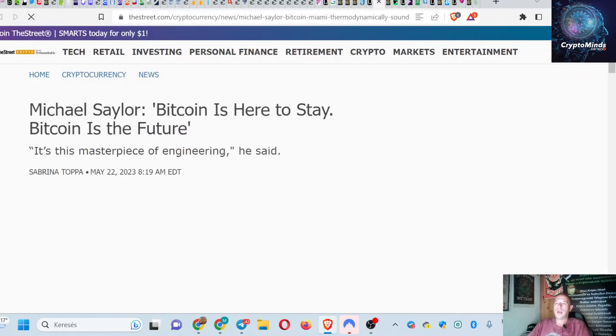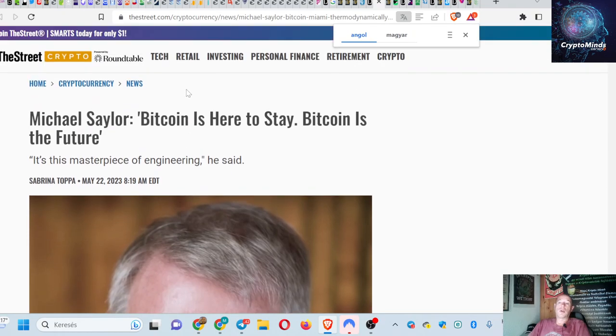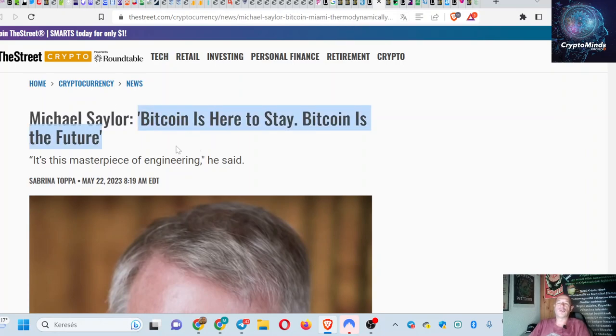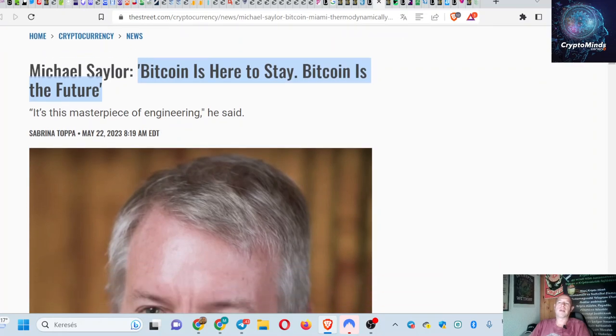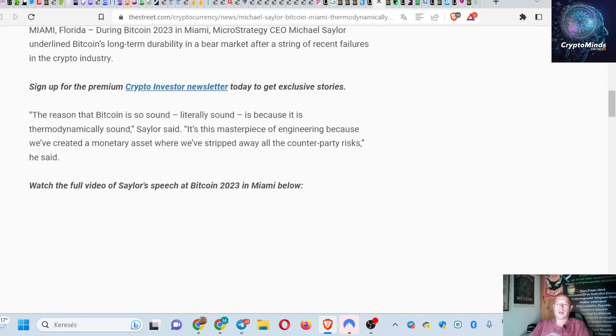Next piece of news is big news from the Bitcoin 2023 conference in Miami. Michael Saylor: Bitcoin is here to stay. Bitcoin is the future. It is the masterpiece of engineering, he said. Cool, from Miami. The reason that Bitcoin is so sound, literally sound, is because it's thermodynamically sound.